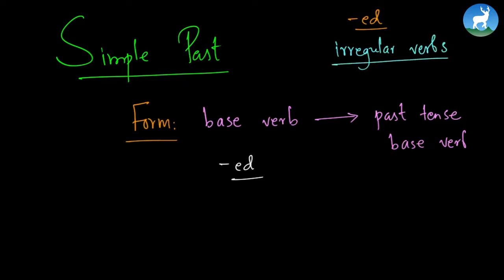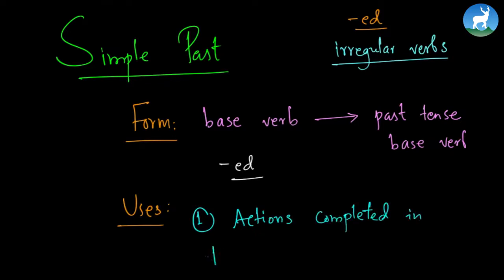Now let's go to the uses. Where is the simple past tense used? Use number 1 is actions completed in the past. Whenever we talk about actions that are completed in the past, we use the simple past tense. Let me show you how by giving you an example. So here's an example. Let me write this.